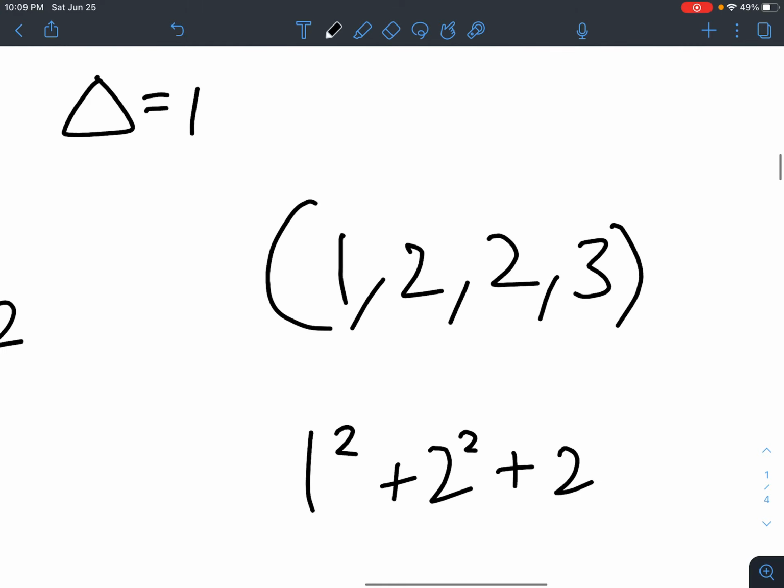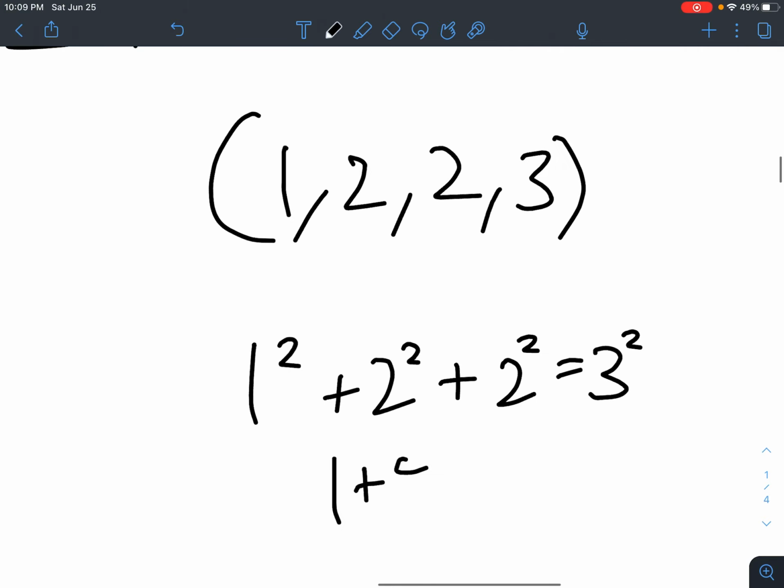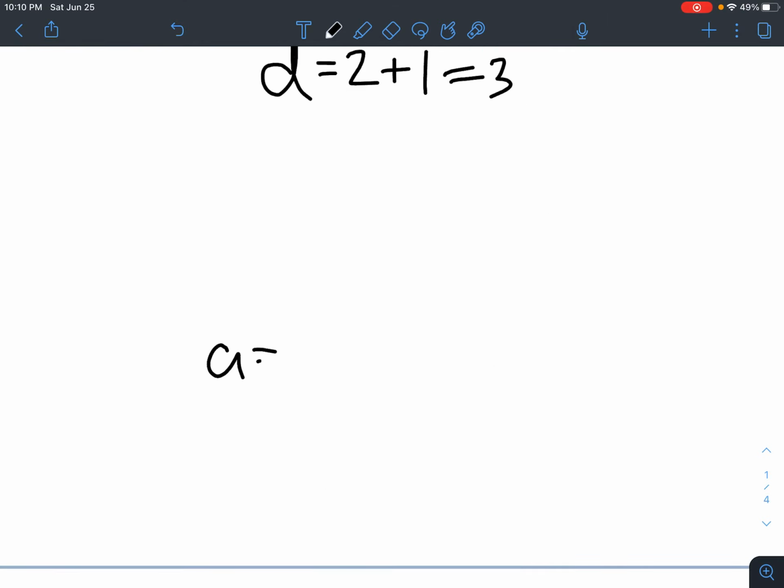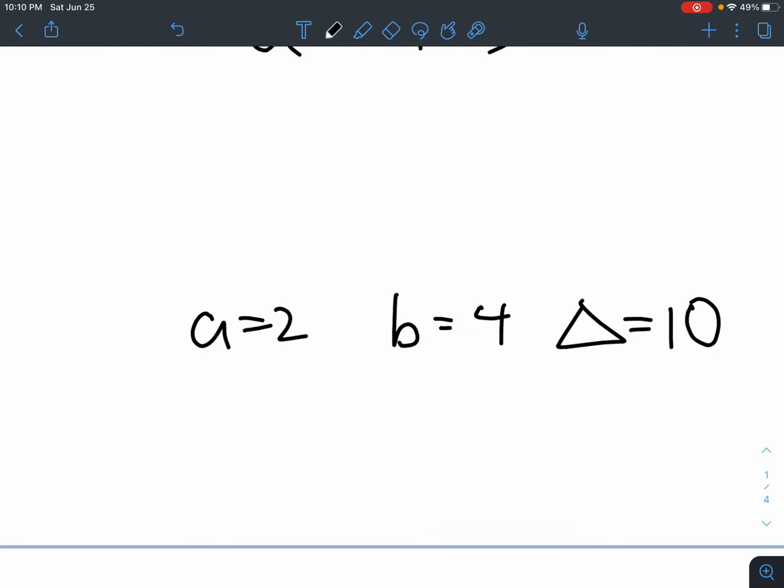1 squared plus 2 squared plus 2 squared equals 3 squared. Let's see if this works. 1 plus 4 plus 4 equals 9. Yes, that's true. So this formula does work. Let's try it with a bit more complicated ones. Maybe we can try a equals 2, b equals 4, delta equals 10. Let's try 10.